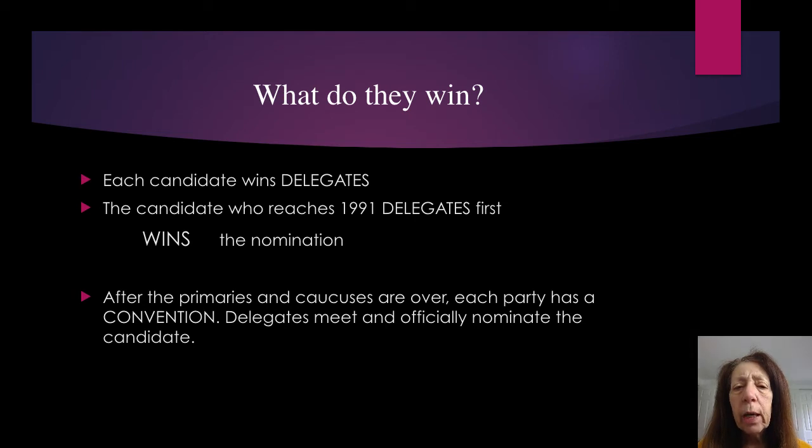So what do they actually win? The term is delegates. They need people. And after a time of campaigning, the candidate who reaches 1,991 delegates first is declared the winner or will receive the nomination for his or her party, the Democratic or Republican Party. That is the person who is going to represent the party in the presidential election. After this is over, the candidate has a convention where they are officially nominated.